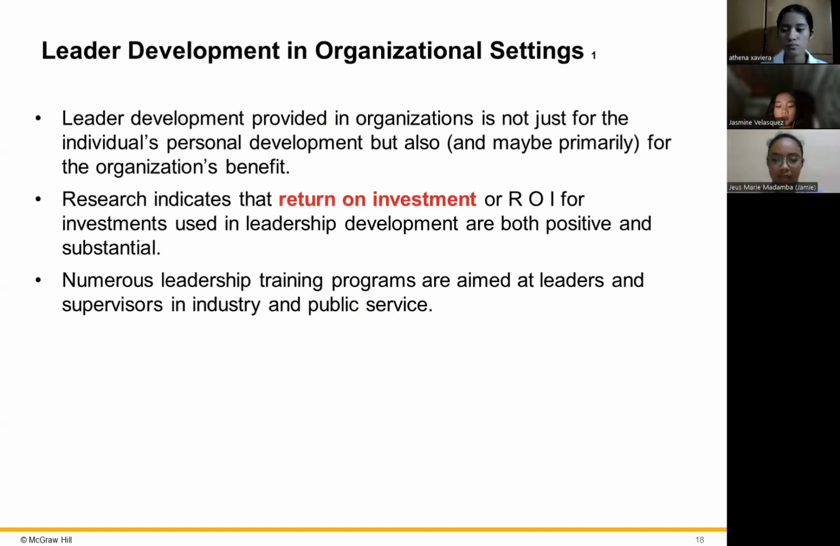Now, we're going to tackle leader development in organizational settings. Here, trying to enhance an individual's capability to perform in a leadership role is not just for the individual's personal development, but also for the organization's benefit. This is a great thing to do since research indicates that investments in these kinds of programs have a positive ROI, or return on investment. In relation to this, guiding leaders and supervisors in industry and public service is the aim of numerous leadership training programs.